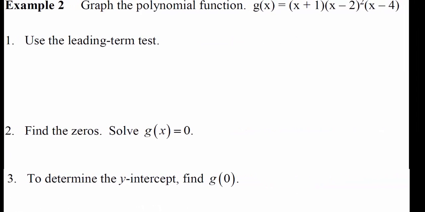our function isn't set up in that standard form. I'll have to graph the polynomial function of x plus 1 times x minus 2 squared times x minus 4. Well, let's see here. I could write this as x plus 1 times x minus 2 times x minus 2 times x minus 4. And I can do that because when I square something, it's like multiplying it by itself, and that would be x minus 2 times x minus 2.